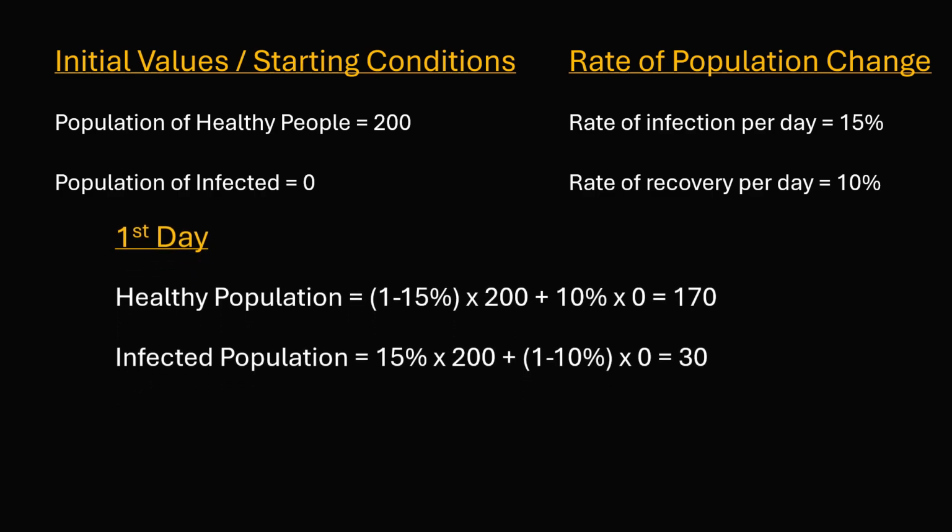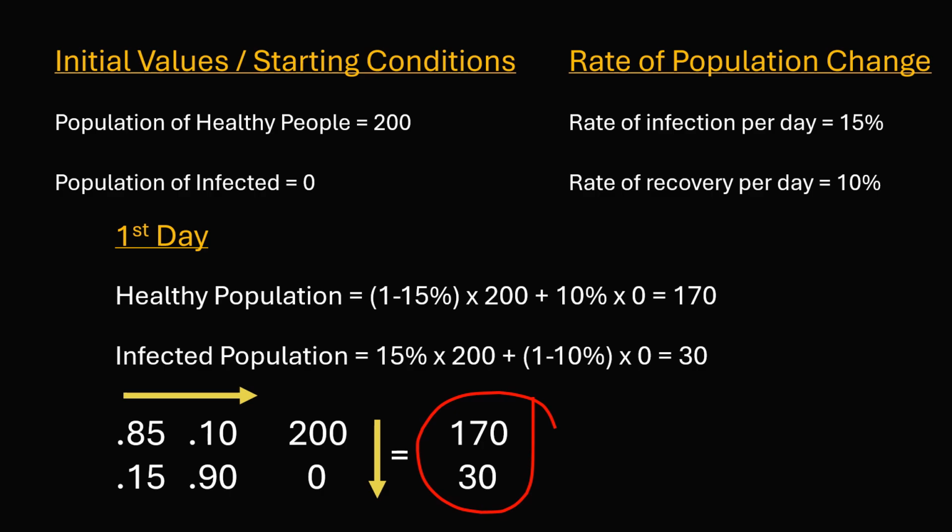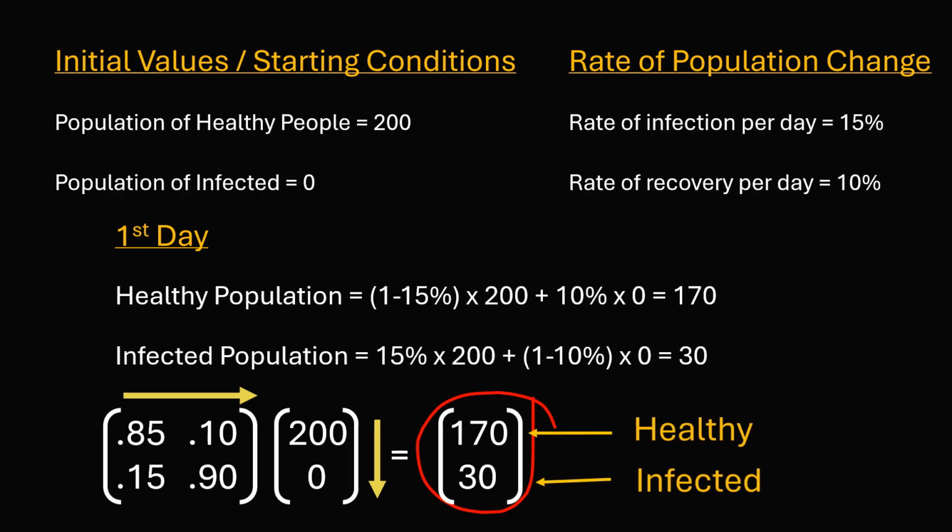Now I can write the rate of population change as this: 0.85, 0.10, 0.15, and 0.90. And I can write the population on day 0 as 200 and 0. And the calculated population on day 1 as 170 and 30. So does this not look like matrices multiplication to you? It does, doesn't it? So wow, I just created matrices for this problem. Isn't that amazing again? I developed two equations to calculate the population, and then I transformed the equations into matrices.